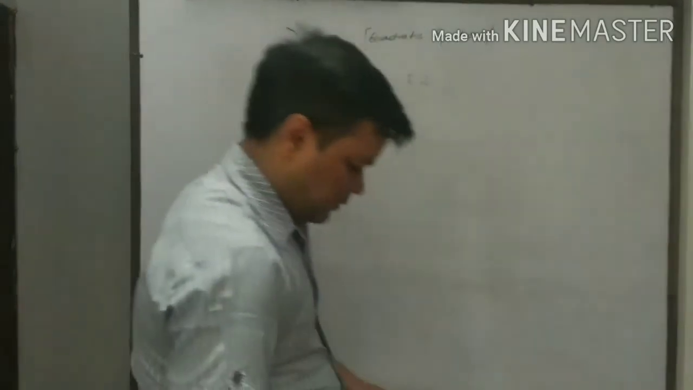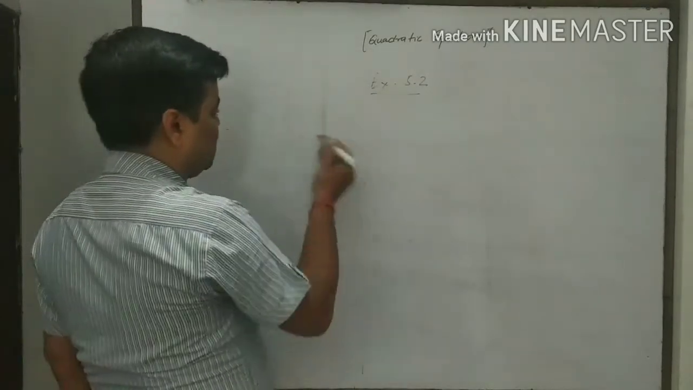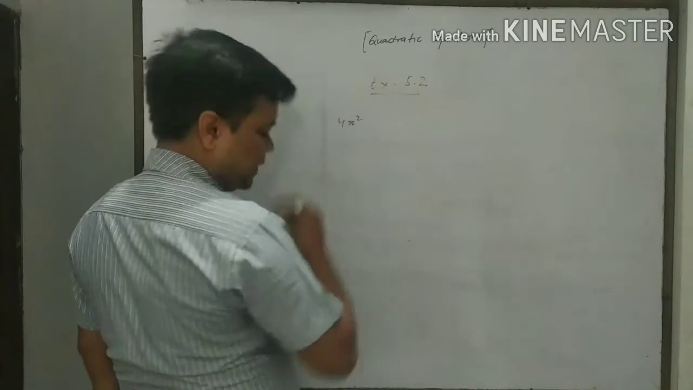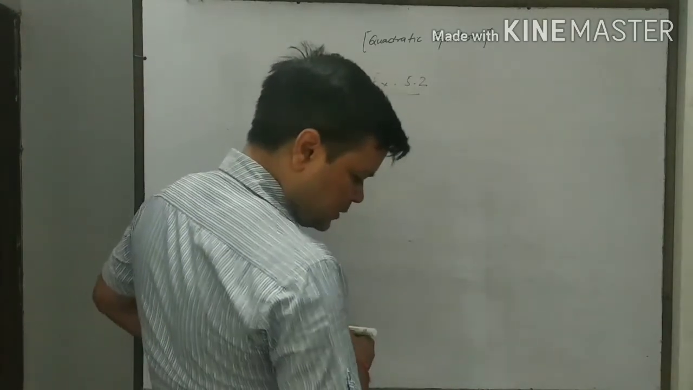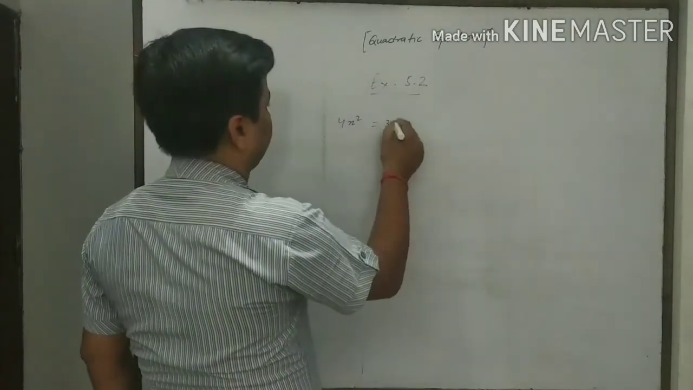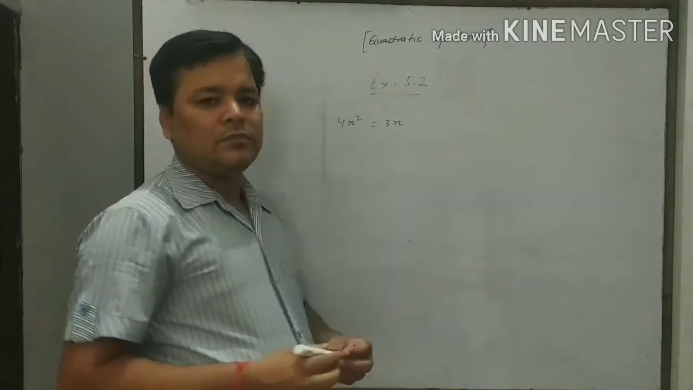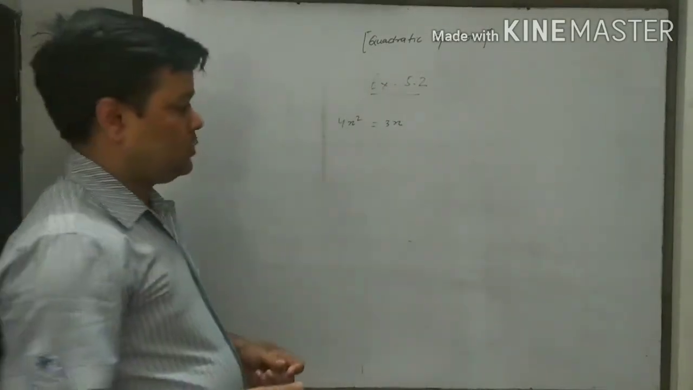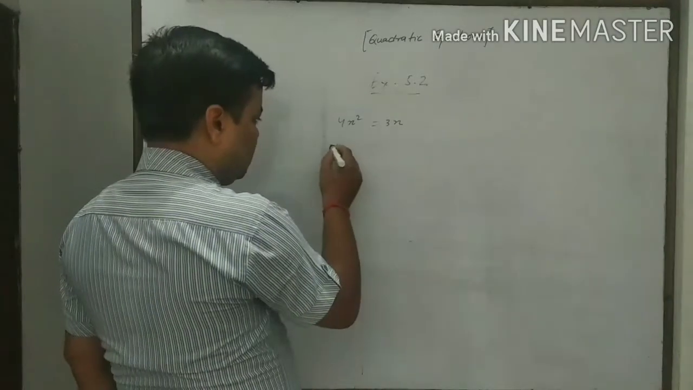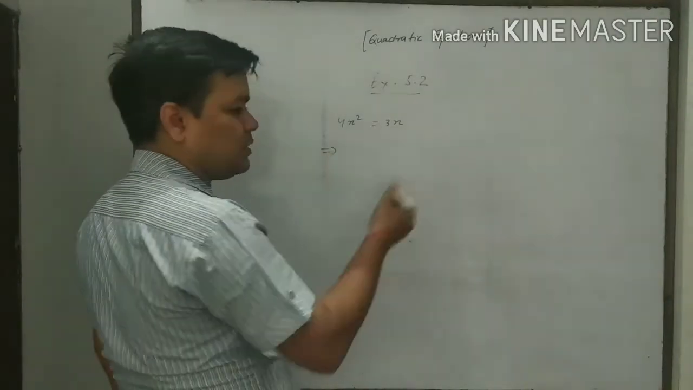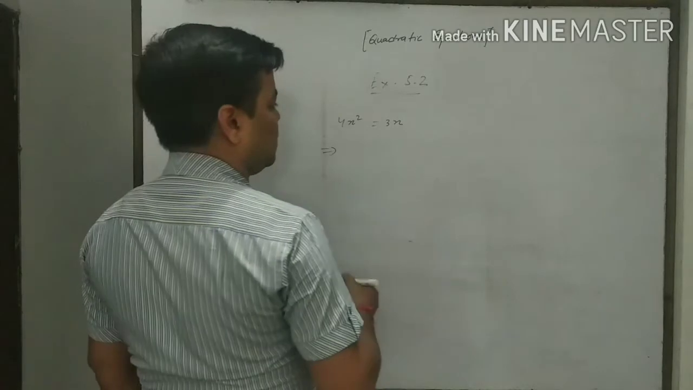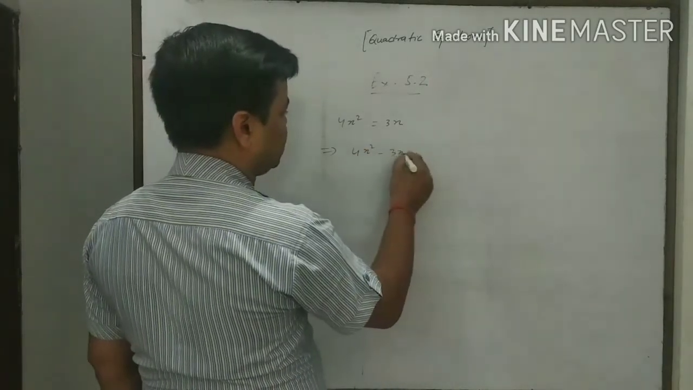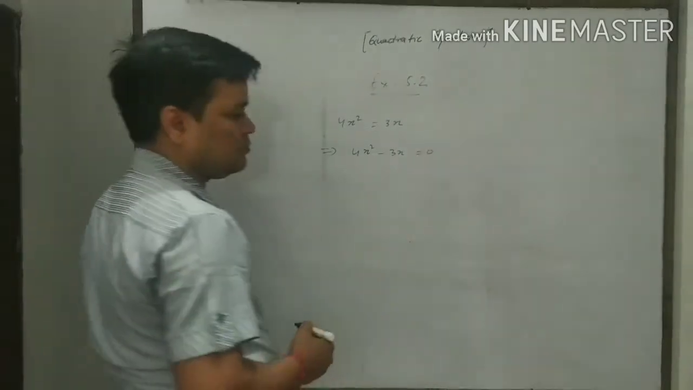Here, the first question is like this: 4x square is equal to 3x. Do you think that this is in the standard form? No, absolutely not. So first of all, write it in the standard form of the quadratic equation. So it will be 4x square minus 3x is equal to 0.